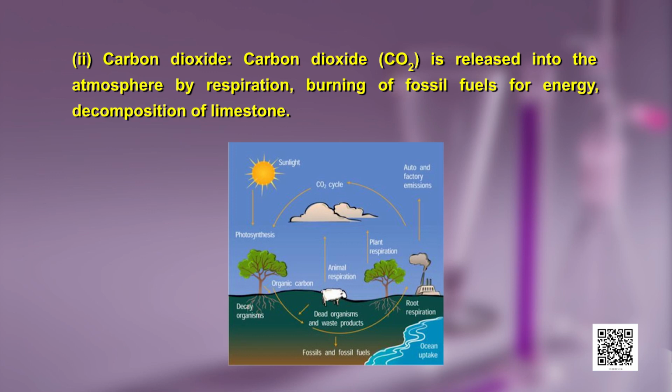In pregnant women who have the habit of smoking, the increased CO level in blood may induce premature birth, spontaneous abortions and deformed babies. Now we will talk about carbon dioxide. Carbon dioxide is released into the atmosphere by respiration, burning of fossil fuels for energy, and decomposition of limestone. It is confined to the troposphere layer only. Normally it forms about 0.03% of the volume of the atmosphere.